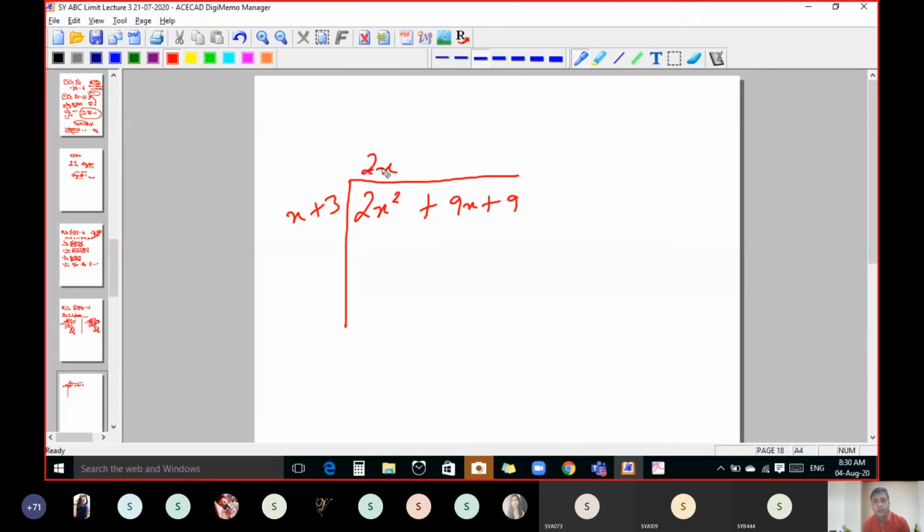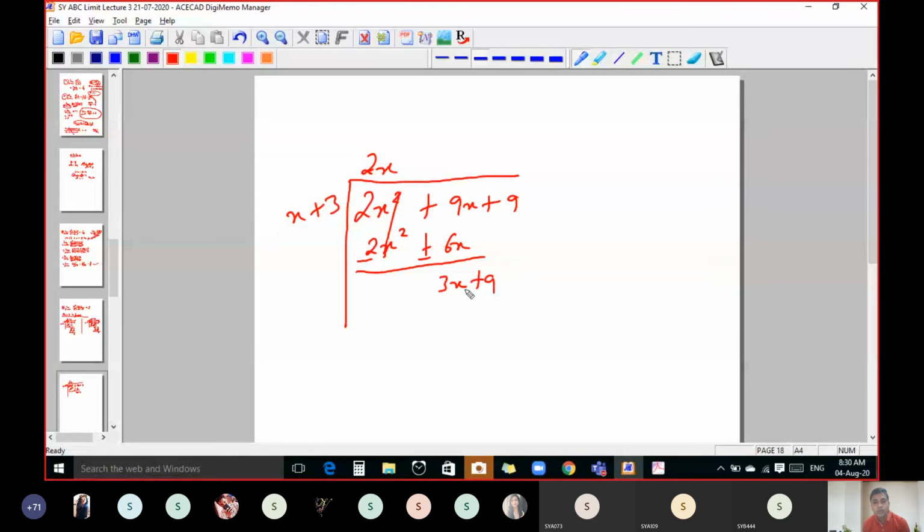So you can write 2x here. Now multiply 2x with this. So we get 2x square and 3 2s are 6. So 2x square plus 6x. Now change the sign. Minus, minus, because this is plus. So cancel this. Now see, 9x minus 6x. That means what? 3x. Plus 9, keep that as it is.